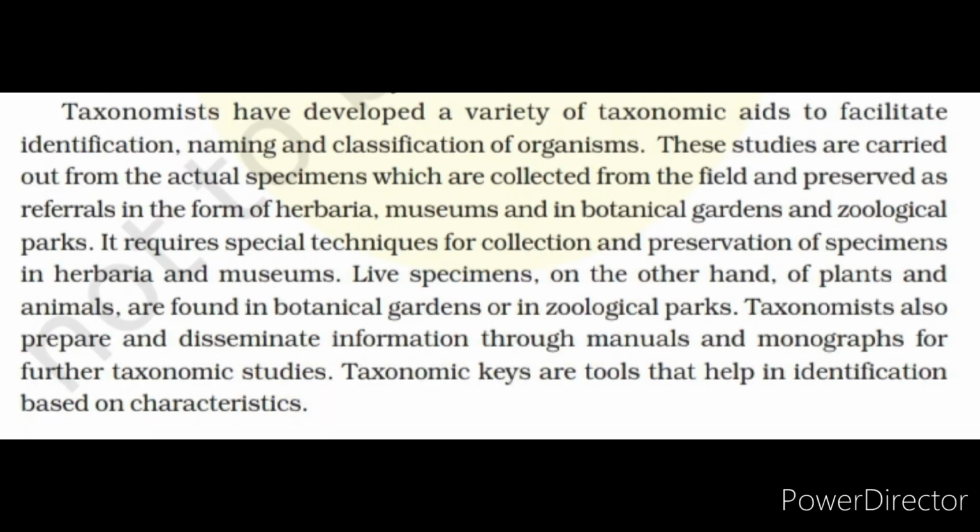Taxonomists have developed a variety of taxonomic aids to facilitate identification, naming, and classification of organisms. These studies are carried out from the actual specimens, which are collected from the field and preserved as referrals in the form of herbaria, museums, and in botanical gardens and zoological parks. It requires special techniques for collection and preservation of specimens in herbaria and museums. Live specimens, on the other hand, of plants and animals, are found in botanical gardens or in zoological parks. Taxonomists also prepare and disseminate information through manuals and monographs for further taxonomic studies. Taxonomic keys are tools that help in identification based on characteristics.